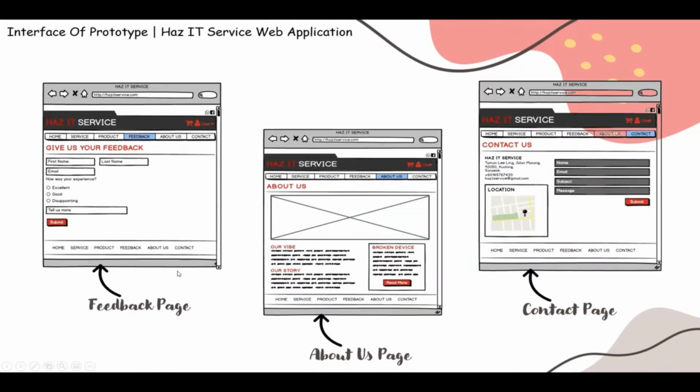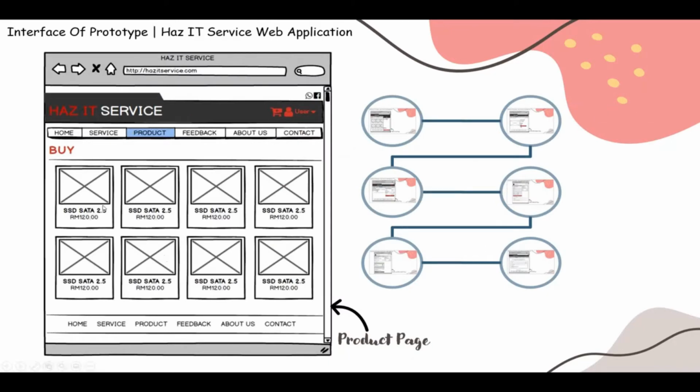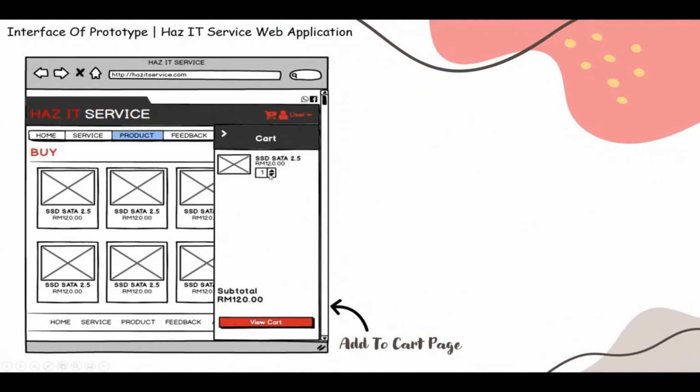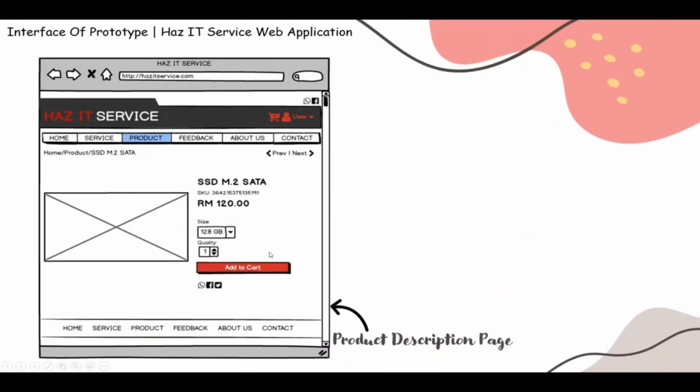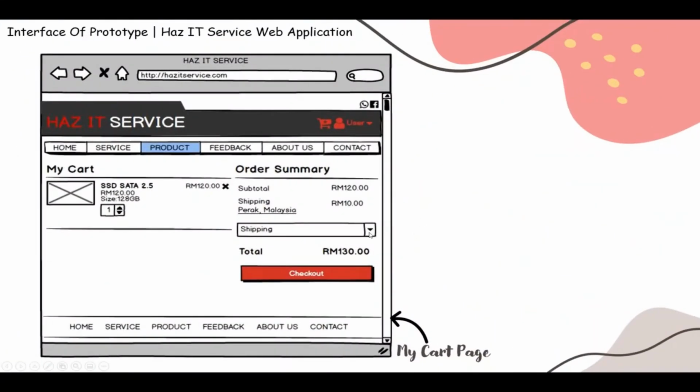Then for the product page, here is all the product sold by the company. Once they click the product, they can add to the cart, and this interface shows all the cart they have. Then they can choose the size and quantity from this interface, and add to the cart. Then in the cart, they can choose what kind of method to ship or deliver the product.